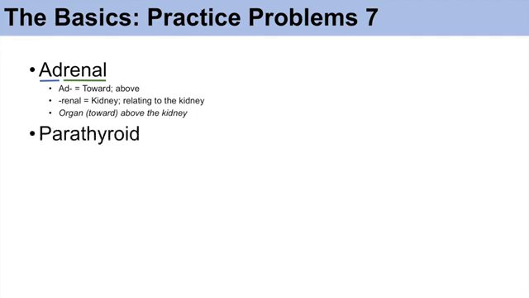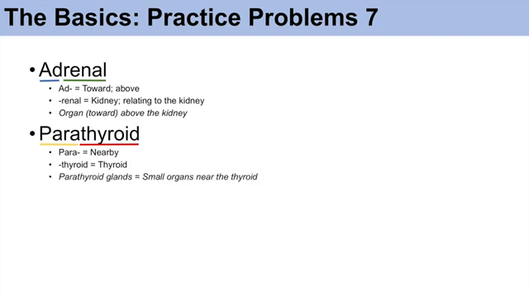The next one is parathyroid. So when we break this down, what does para mean? You can think of parallel. So para actually means nearby. And thyroid is easy. Thyroid just means thyroid. So parathyroid just means nearby the thyroid. And in fact, there are actually parathyroid glands, which are small organs near the thyroid. So that's why they're called parathyroid glands.